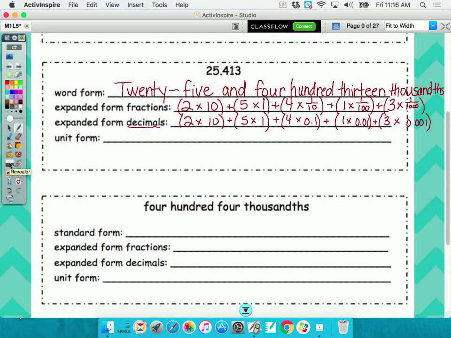Thank you for not looking. Go ahead and write unit form if you think you can figure it out. It's kind of tricky though. I am going to tell you this. I do not want you to write 2 10s, 5 1s. We've got an easier way to do this. We have to mix digits with place value words. What do you think, Alondra?